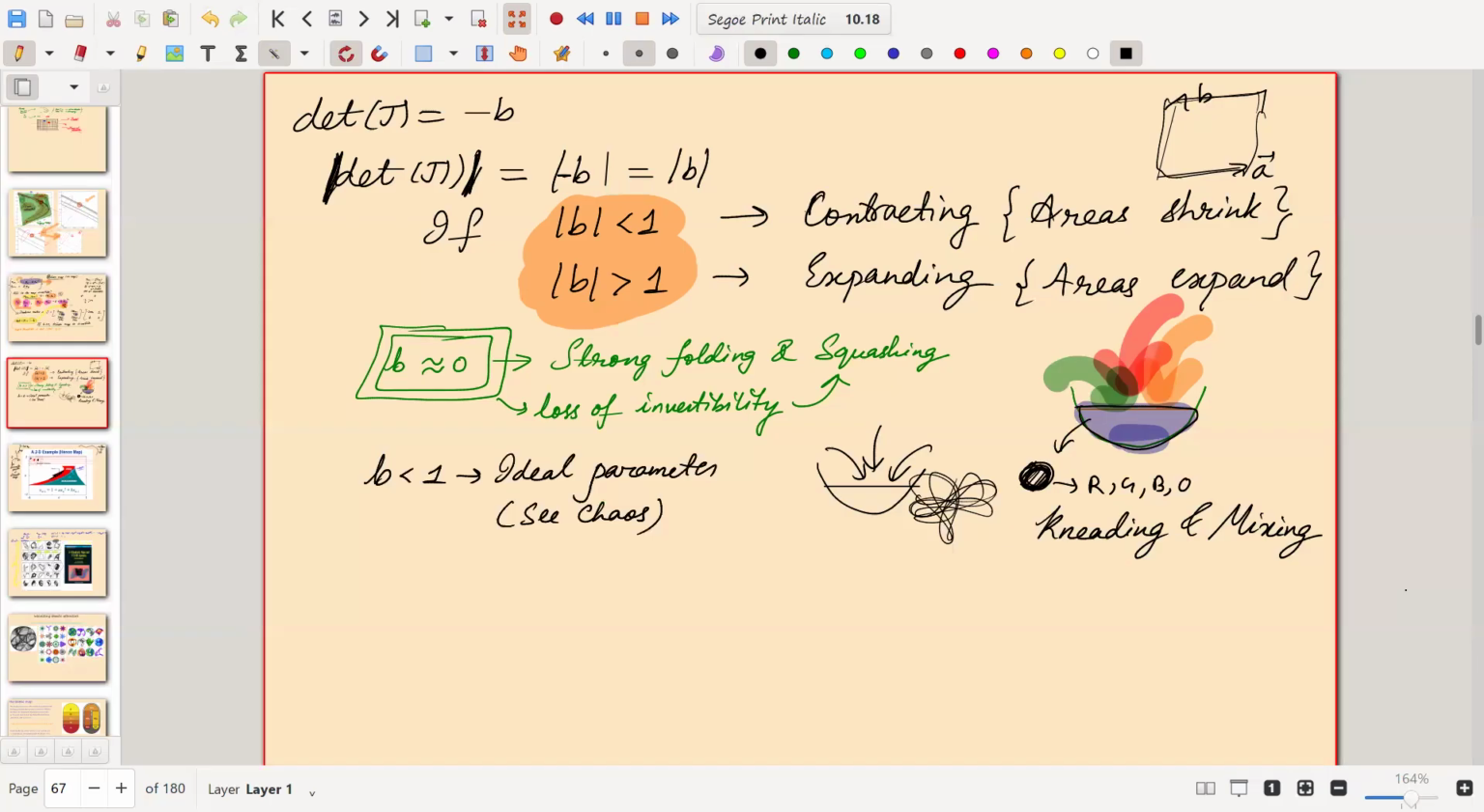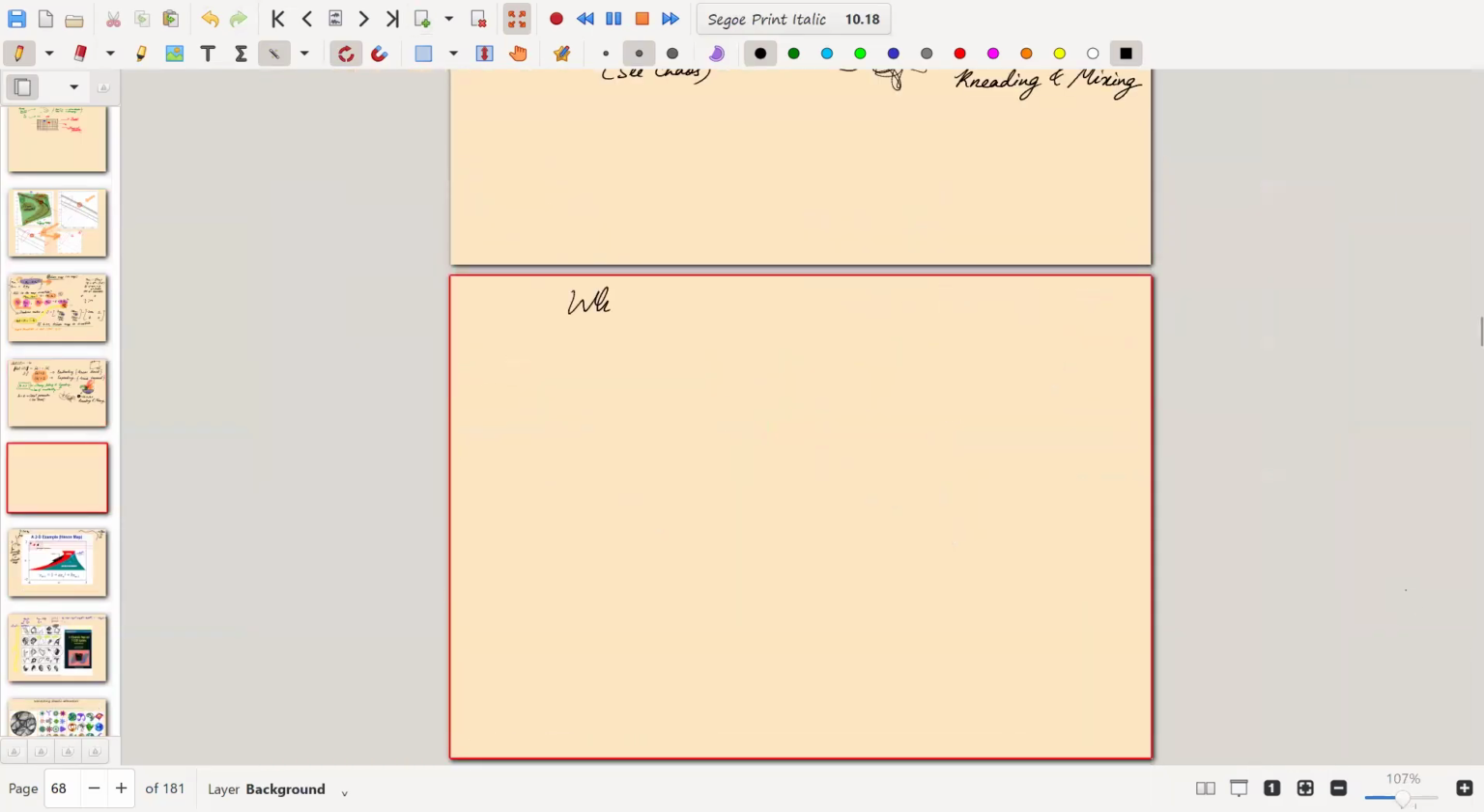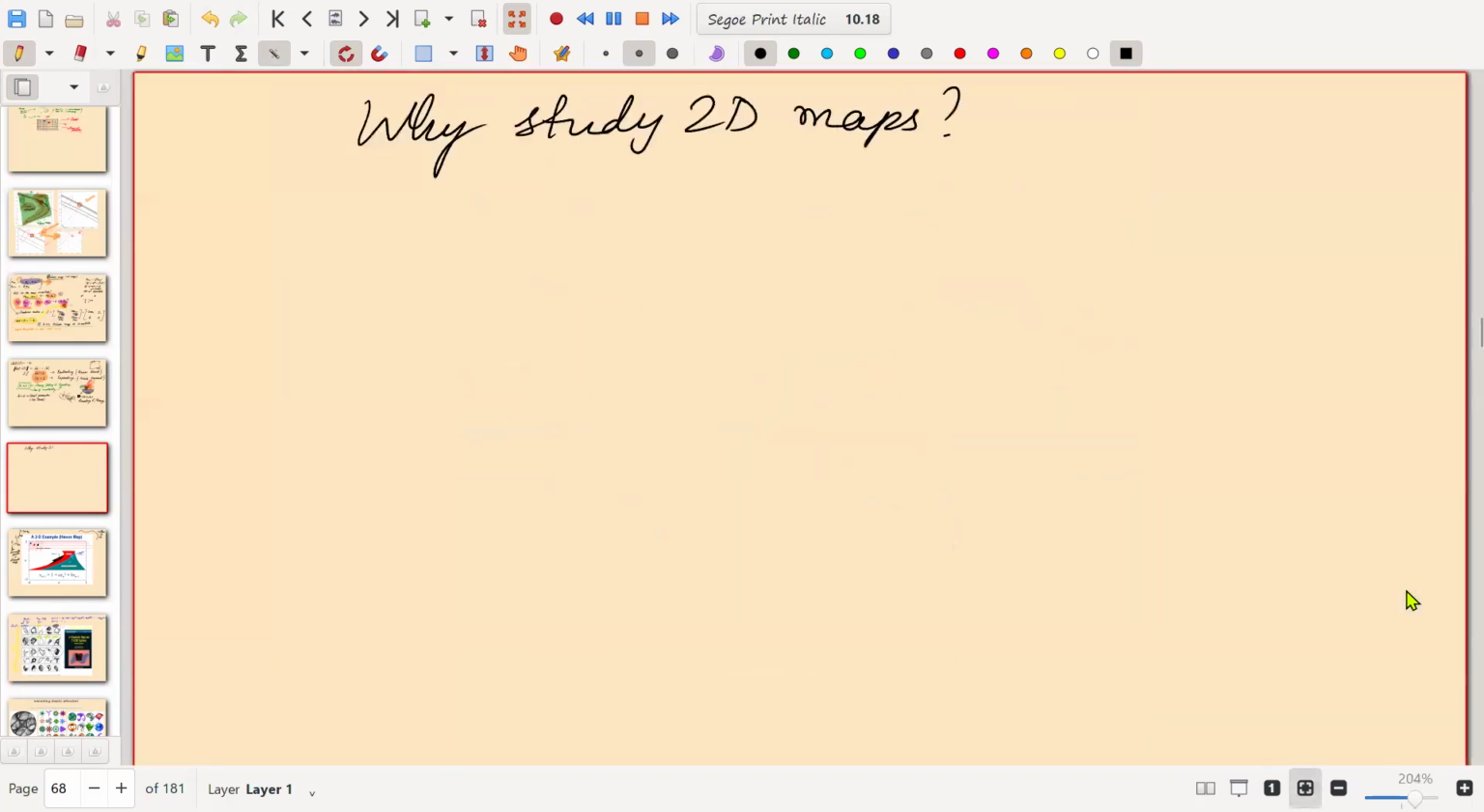Let us return to our old question: why study 2D maps? The reason why we study 2D maps is mainly because of one thing. What is that one thing? I want you to think about it a bit, then I can say the answer.